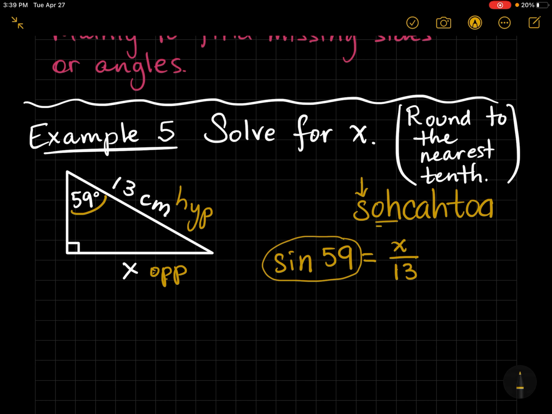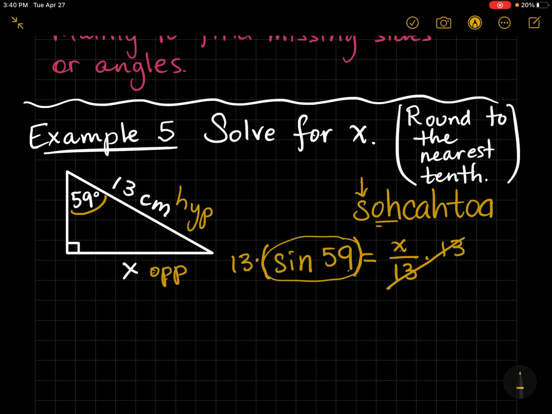So in order to get x by itself, I'm going to multiply both sides by 13. And I'm going to get that x equals the sine of 59 times 13. Be careful not to multiply the 13 times the 59. Order of operations: we have to lock the sine 59 together.